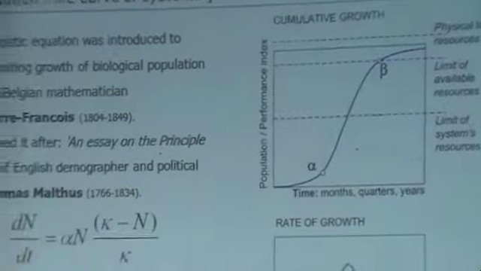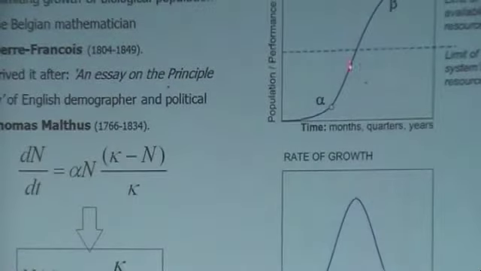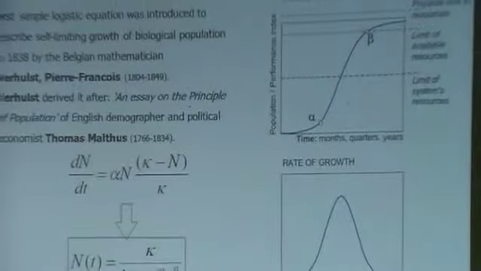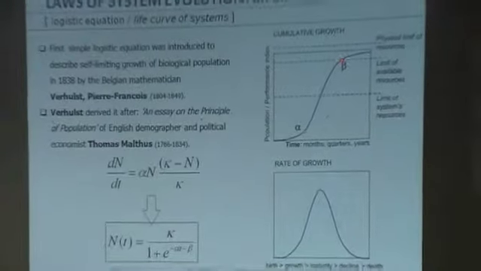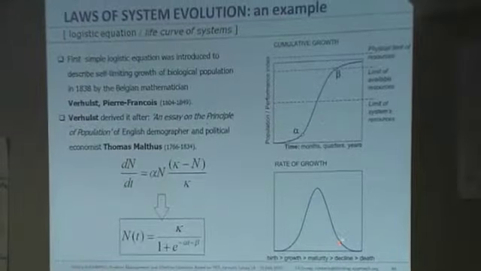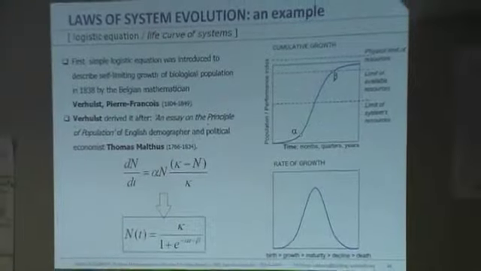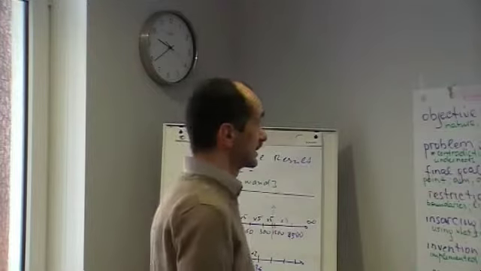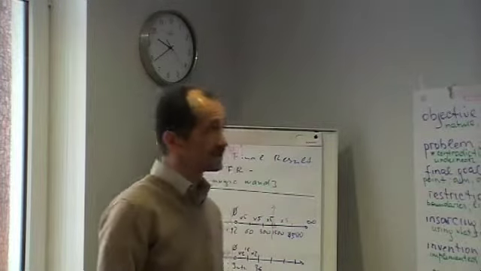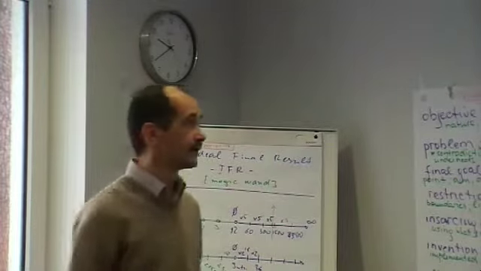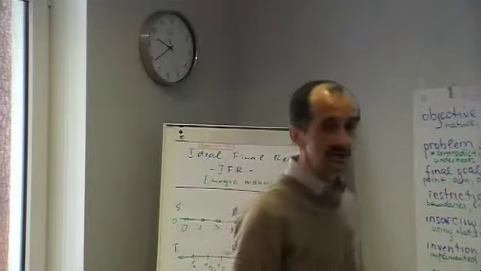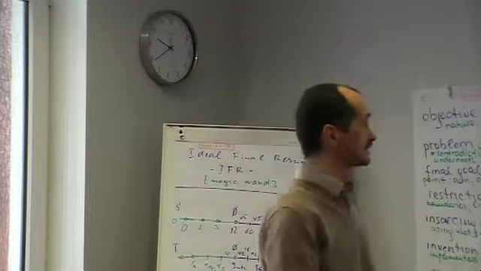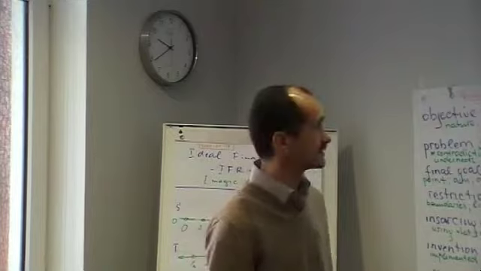Growth rates start to decline, but population continues to grow. And the point beta corresponds to this point on the rate of growth. So what Altshuler did, he took this knowledge and tried to apply it to the technical system. Because before him, just a few people tried to think how these curves can be applied to technical system evolution.